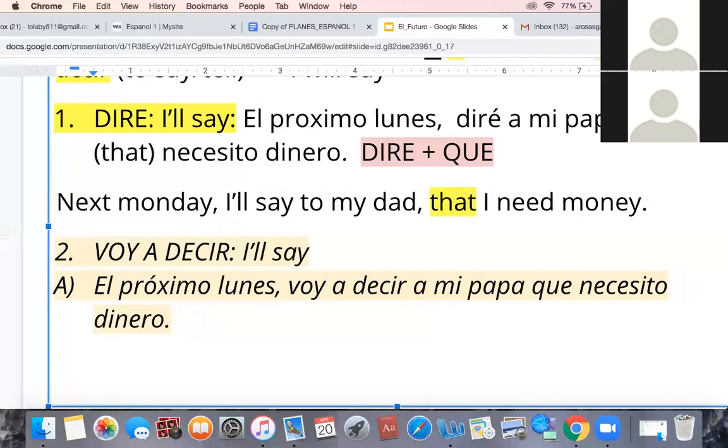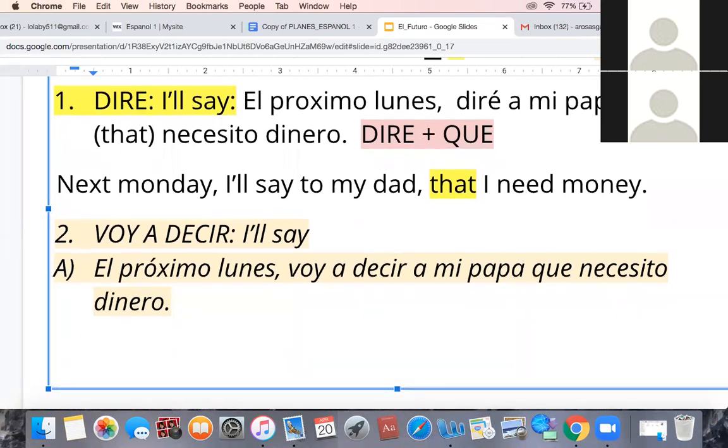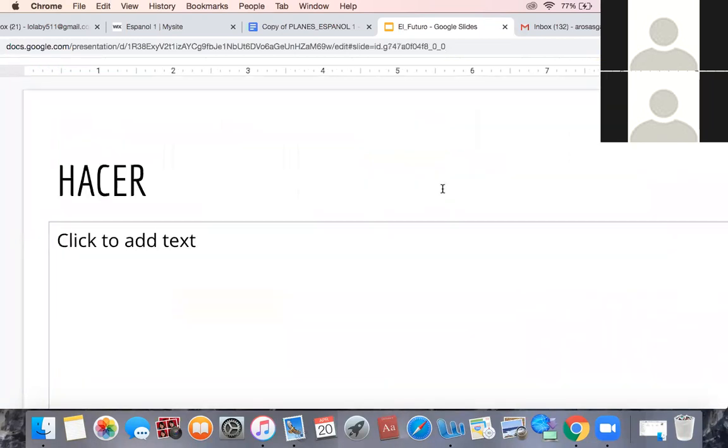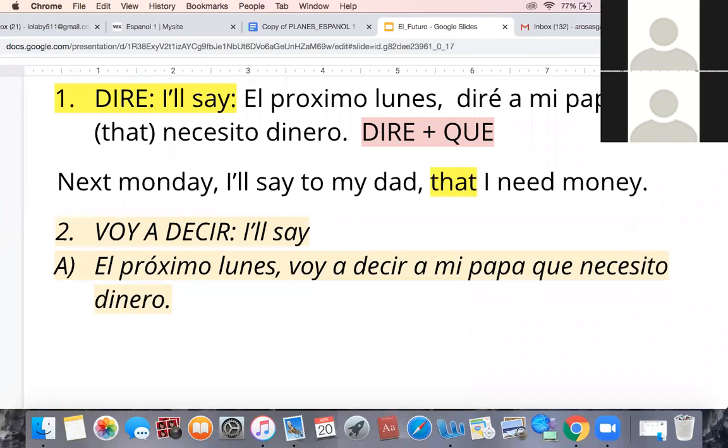Right there. So there's a yellow. Diré a mi papá que, and I put that just in case you were like, what is que in here? Necesito dinero. So notice que takes a lot of ways. Like it's not just what, right? Que haces? What are you doing? It's not just what. In this case, it's also that. So it's a little confusing on that side, but you just know that the reason why there's a que here is because there's diré or decir.